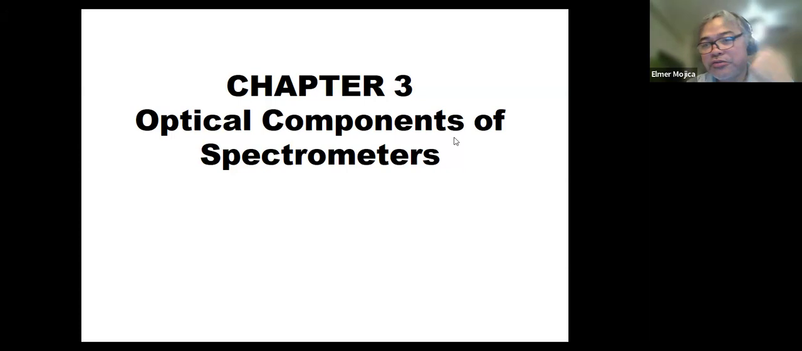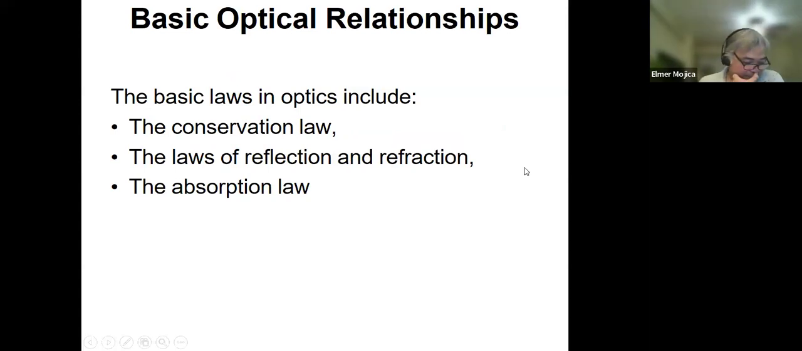So before we discuss the optical elements in detail, I think it's necessary to review several of these important optical relationships. We have met them before when we were introducing the course. So we can discuss these different basic laws in optics.